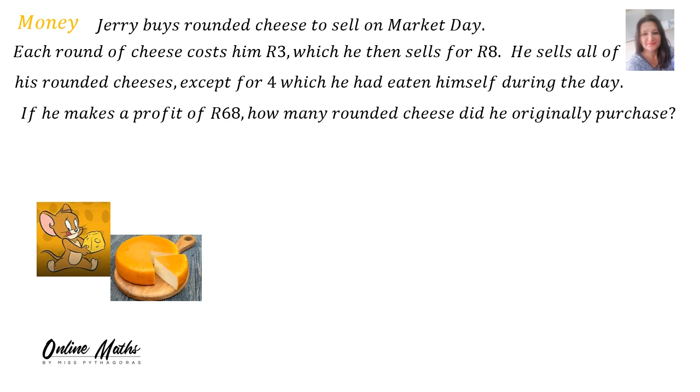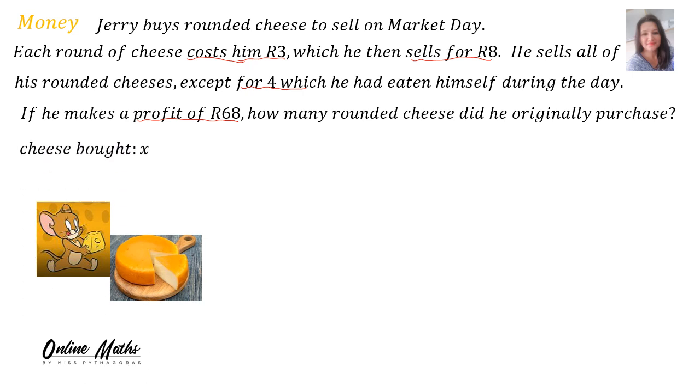Let's do another word problem on money. Jerry buys rounded cheese to sell on market day. Each round of cheese costs him 3 rand, so the cost is 3 rand, which he then sells for 8 rand. He sells all of his rounded cheeses except for 4, which he had eaten himself during the day. If he makes a profit of 68 rand, how many rounded cheese did he originally purchase?